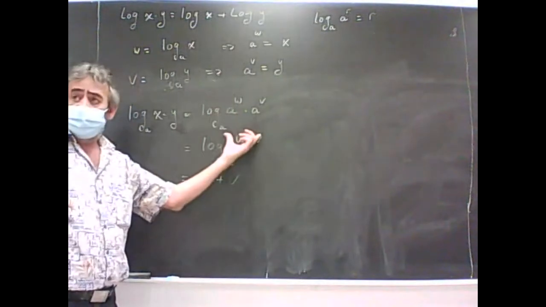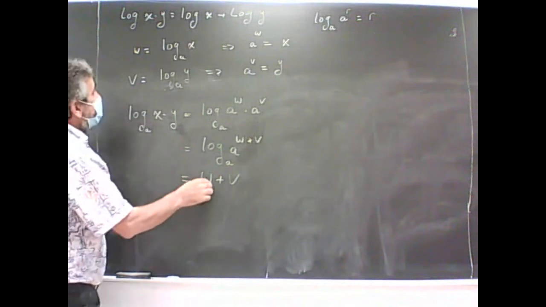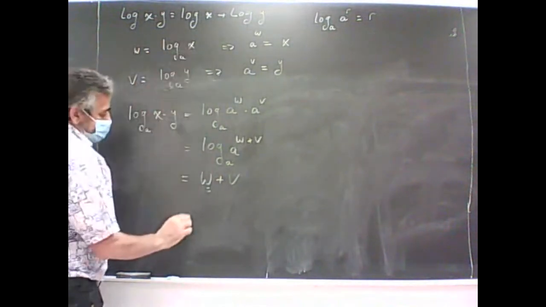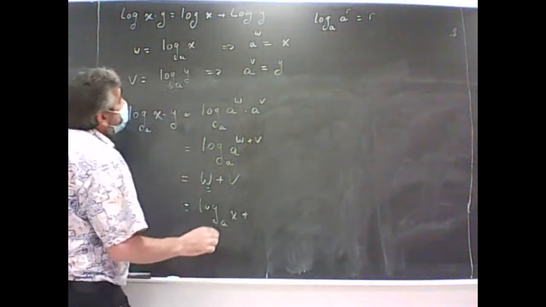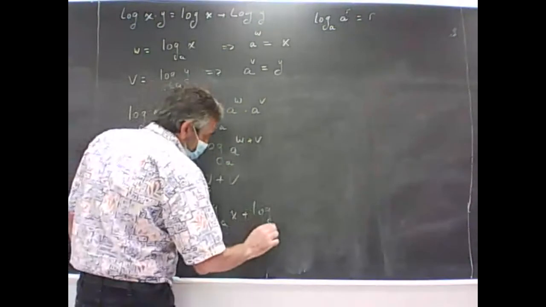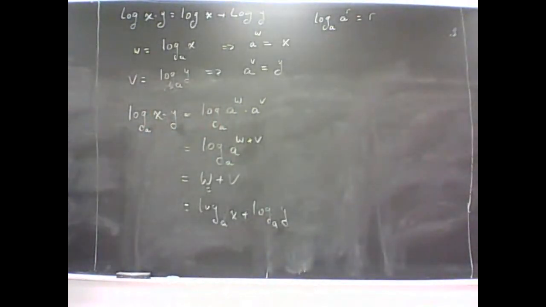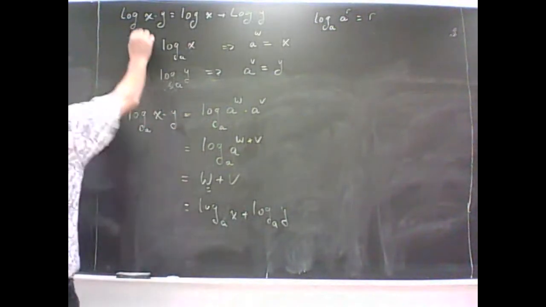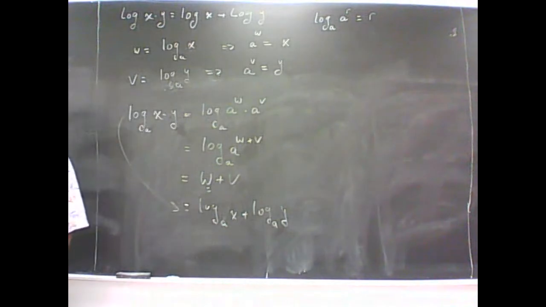Because that's according to the property, and we proved that last time. So this is just going to be the exponent. But what is w? We go back to w. W is log base a of x plus log base a of y. And therefore, we've proven that property using this method. Any question on that?